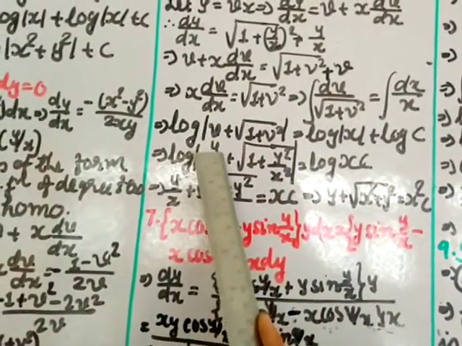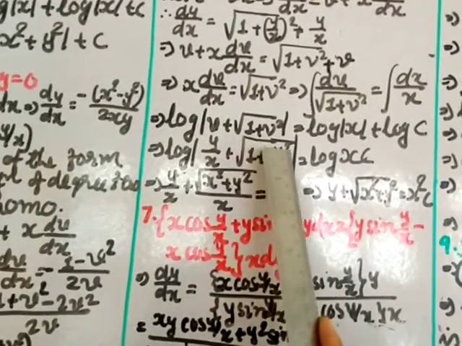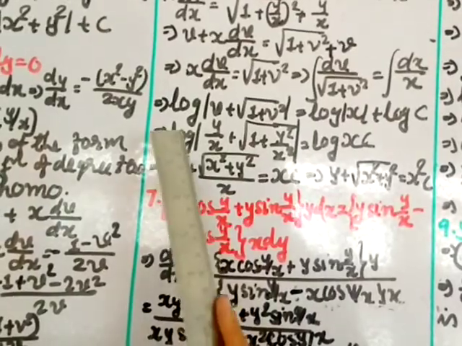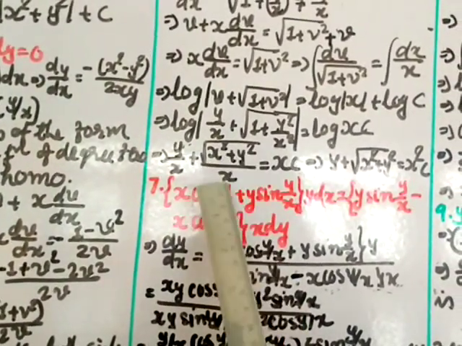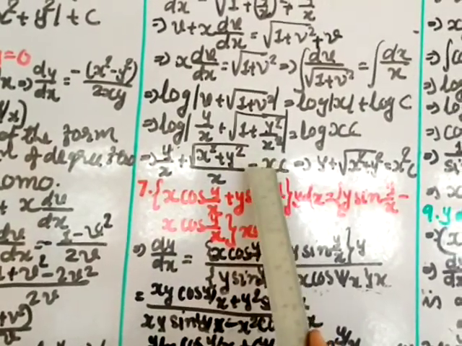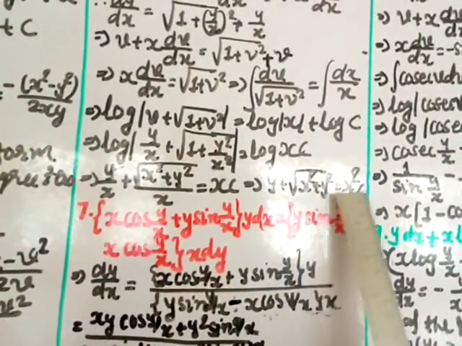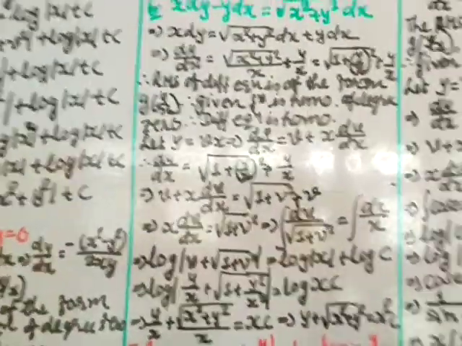Put the value of v, that is y by x, and here also v, y square by x square. Here take LCM, so x square plus y square divided by x square, but you take out of the square root this x square, so it remains x, and this log and this log cancel. Here y by x plus square root of x square plus y square by x equals xc. X you transfer and multiply here, so x square. So what you get is y plus square root of x square plus y square equals x square c. So that is the solution for question number 6.